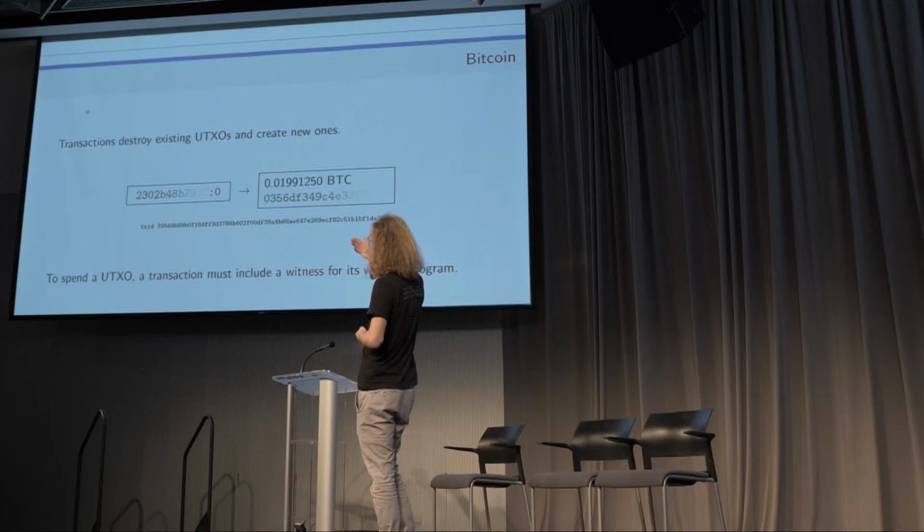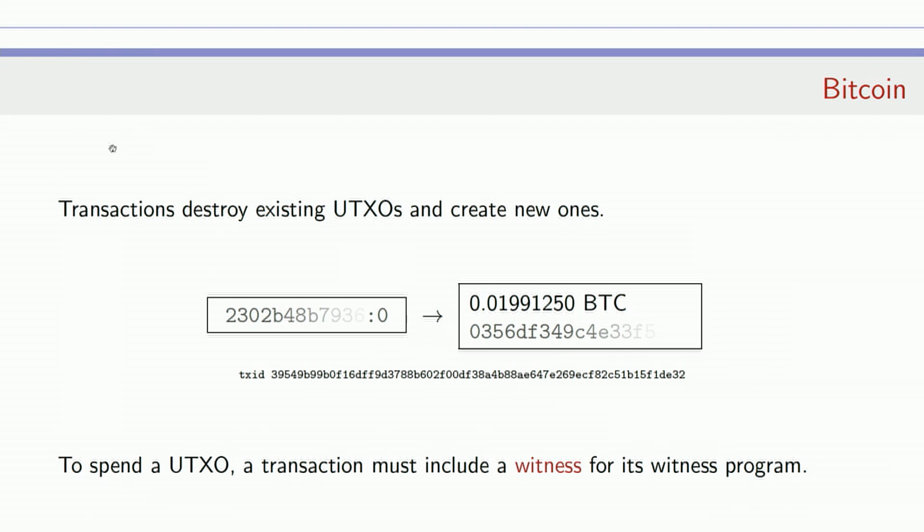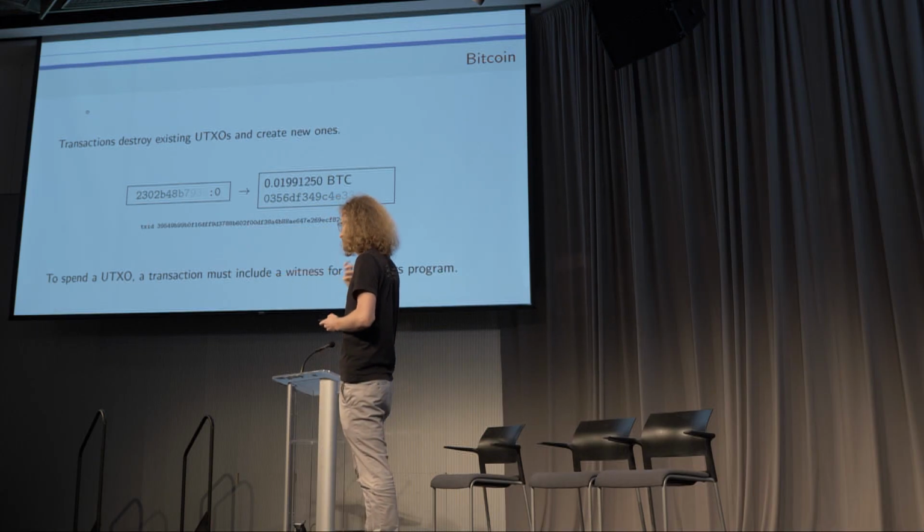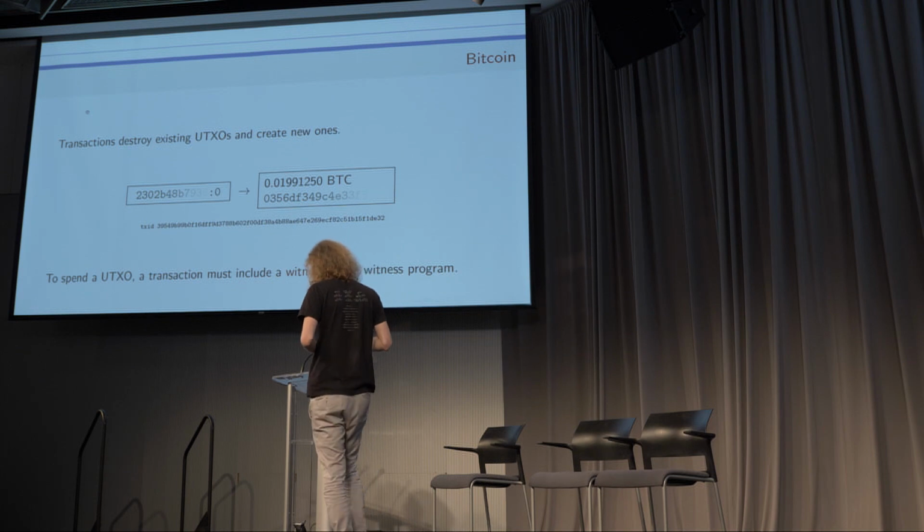Transactions destroy, they reference some old UTXOs, they create new UTXOs. Okay, so here's a one input, one output transaction. It's just exactly what I said. To spend a UTXO, you provide some extra data called a witness. Typically, this includes an ECDSA signature or something. This witness is some data that you run through the witness program. The witness program says yes or no. And if it says yes, the transaction is valid. If it says no, then it's not. Then the transaction just can't go in the blockchain.